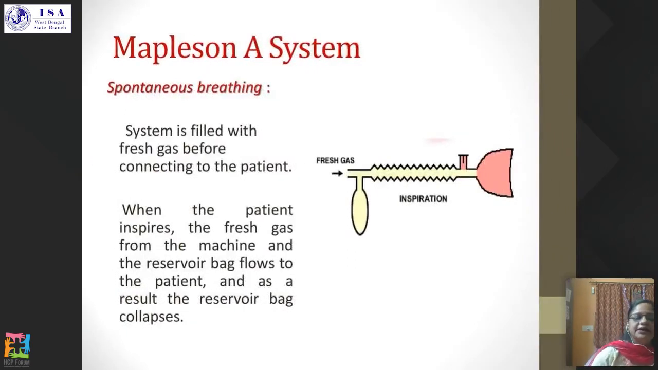First, in spontaneous breathing, before putting the mask on the patient's face, the system is filled with fresh gas before connecting to the patient. When the patient inspires, the fresh gas from the machine and the reservoir bag flows to the patient, and as a result, the reservoir bag collapses. The fresh gas flow enters through the fresh gas inlet, goes to the bag, then travels to the corrugated rubber tube and reaches the patient. So initially, the bag collapses.